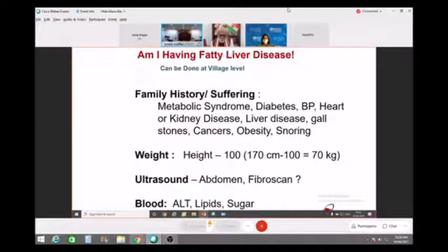Maintain your weight: height minus 100. If height is 170 centimeters, you subtract 100 from that, and your weight should be 70. For a lady, 5% more: height minus 105. You can get a simple ultrasound, blood tests for SGPT or ALT, lipids and sugar. If you do this, 9 out of 10, you will be clear. And this is the one I think you have included in your national programs.